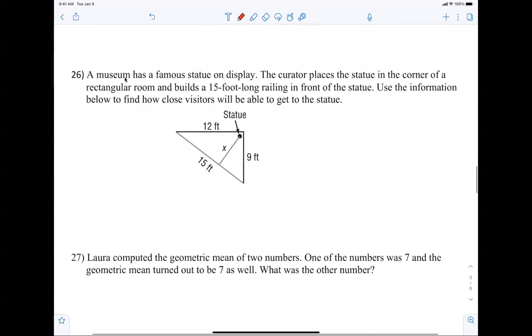Now this one, I'm assuming it's got to mean a connection there. I just think it's off by a little bit, so let me see if that's correct. A museum has a famous statue on display. The curator places the statue in the corner of a rectangular room and builds a 15-foot long railing in front of the statue. Use the information to find how close the visitors will be able to get. So we just want to find X, right? So you just set up a proportion for me.